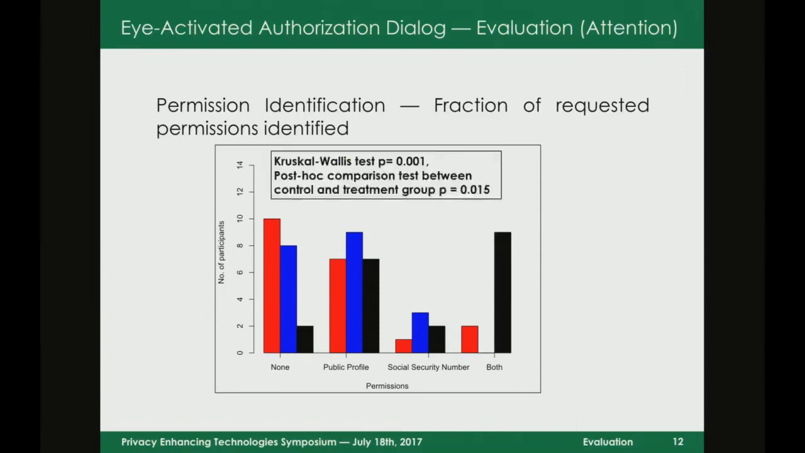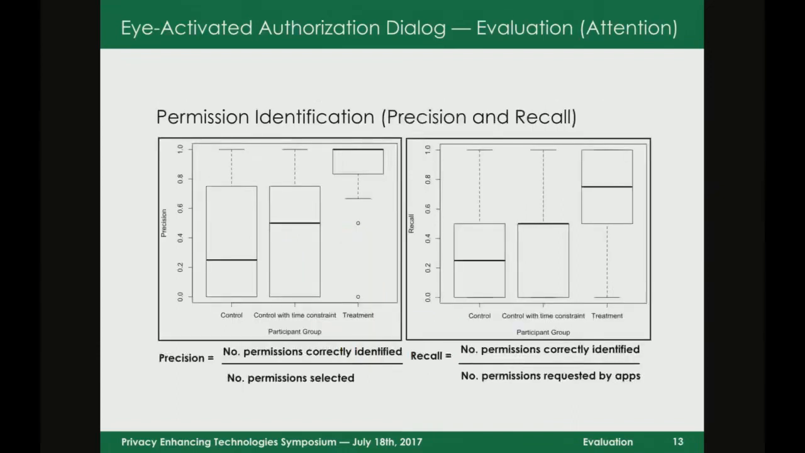And so we conducted a Kruskal-Wallis test to see if there is a significant difference between the three groups, and we did find that there was a significant difference, and that our approach did significantly better as compared to the control group in identifying the social security number permission. So we also calculated the precision and recall of permission identification, and again, we found that on average, our approach did significantly better.